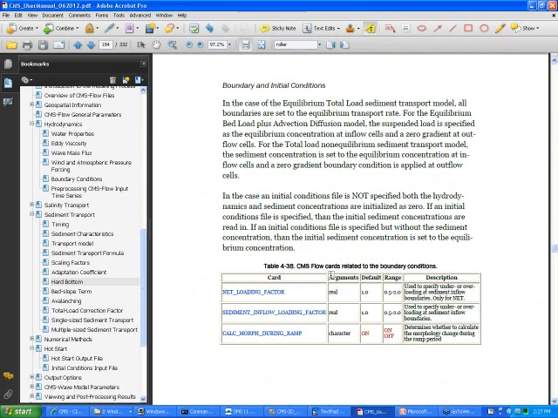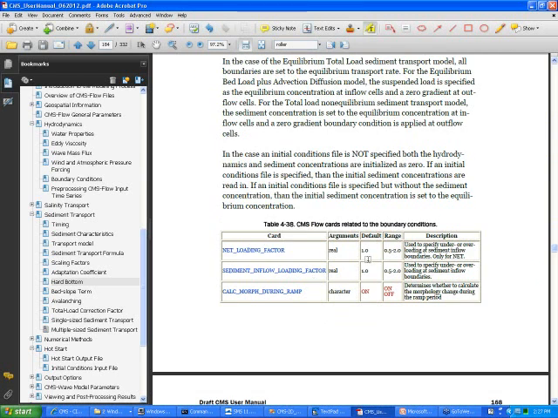And these cards are related to the boundary conditions. This sediment inflow loading factor is useful for cases where you have underloading or overloading. Let me give an example.